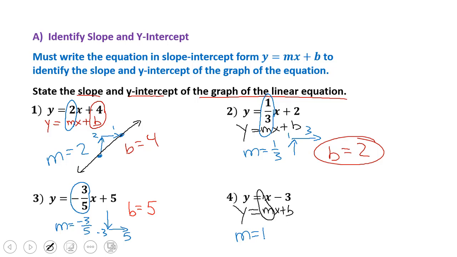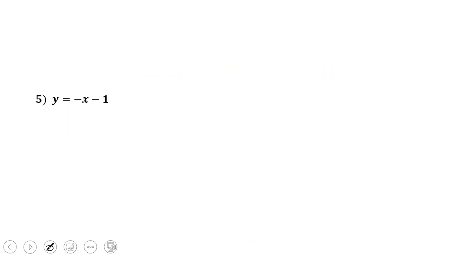And what does that mean? That means this line is rising by 1 and running 1 between every point. All right? And then where does it cross the y-axis? That's right, our intercept is -3. Right here, our intercept is -3. We have 2 more before we're done with this and go on to our quick write.